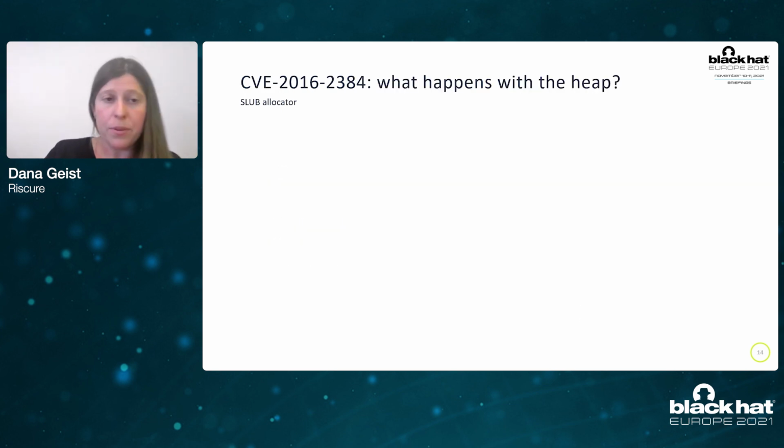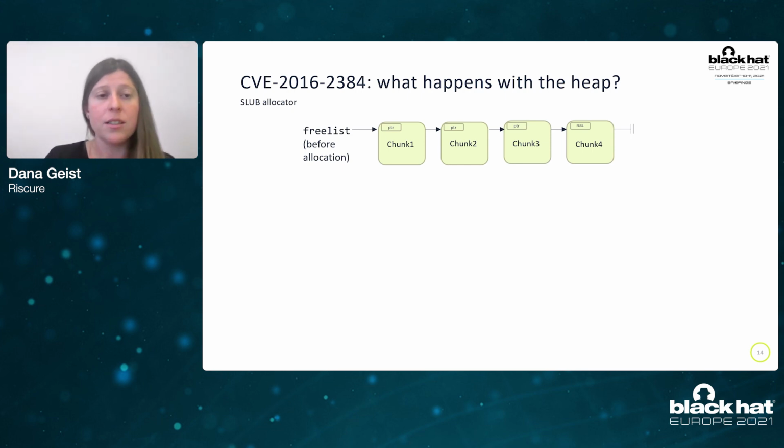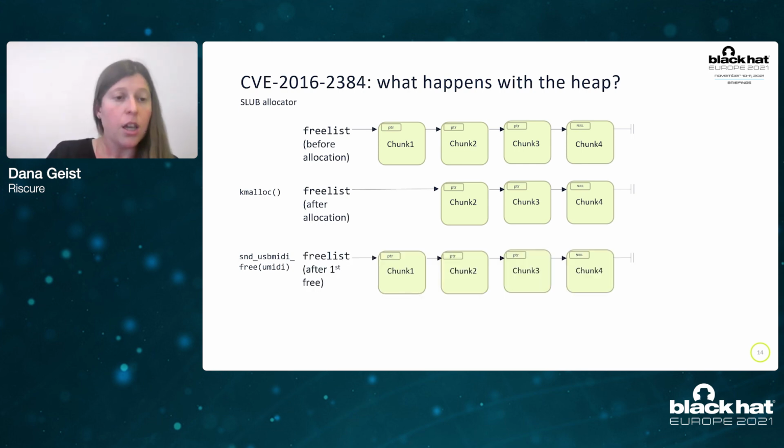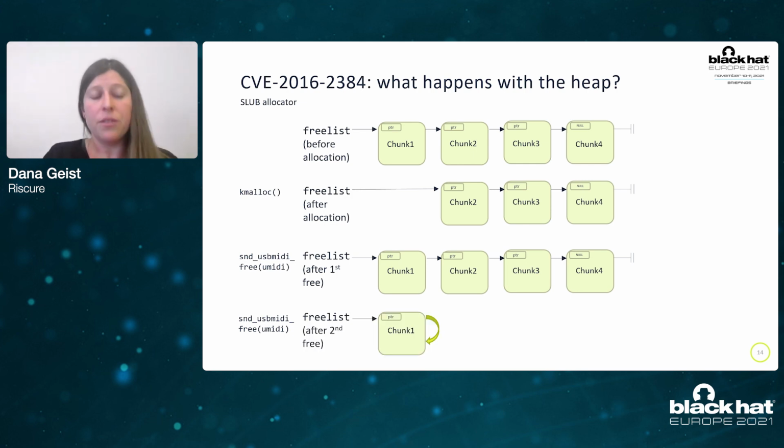In order to see what happens with the heap while this vulnerability happens, we will see a series of images. First, we start with the free list as the kernel has it before anything happens. Once we allocate the umidi object, the free list shape will change. We will give away chunk 1, so now the free list will be pointing to chunk 2. When we do the first free, if no other allocation happens in between, we will get back to our initial state. We will have the free list with all the chunks because chunk 1 will return. The problem is that when we do the second free, again, if no other object was allocated in between, we will end up in this situation.